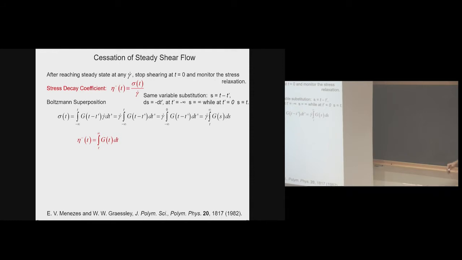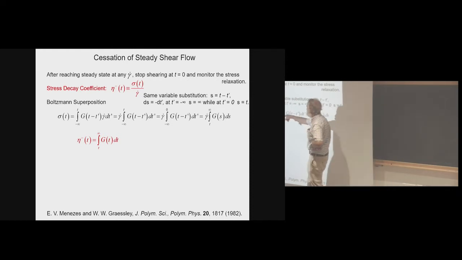Okay, so then after we reach steady state, we can just stop shearing. That's easy. You just stop turning the motor or stop moving the plate and watch the stress decay, just like we were watching the stress decay from the instantaneous jump, the step strain. And here we define a stress decay coefficient, eta minus. That's that time-dependent stress divided by the initial applied shear rate. Of course, in this experiment, the shear rate is 0. We don't divide by 0. We divide by the initial applied shear rate.